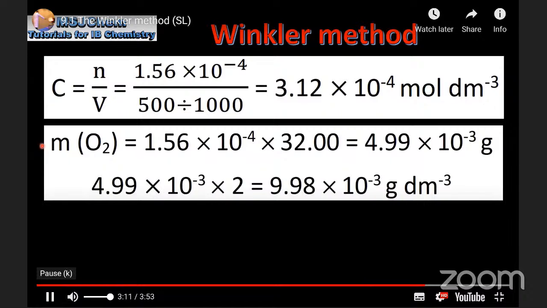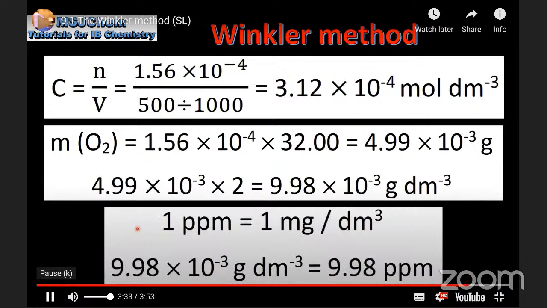Next, we will calculate the concentration of dissolved oxygen in grams per decimeter. To do this, we need to convert from moles to grams. So we multiply the amount in moles of oxygen by the molar mass of oxygen. Next, we multiply this mass by 2 because our original water sample was only 500 centimeters cubed. And finally, we'll calculate the concentration of dissolved oxygen in parts per million. 1 ppm is equal to 1 milligram per decimeter cubed.